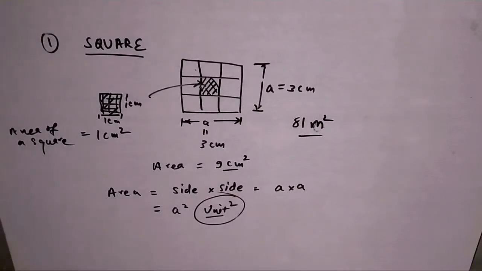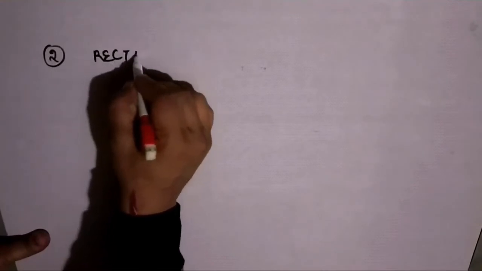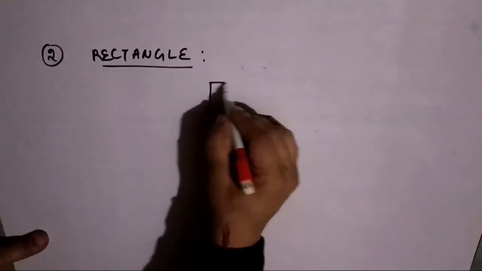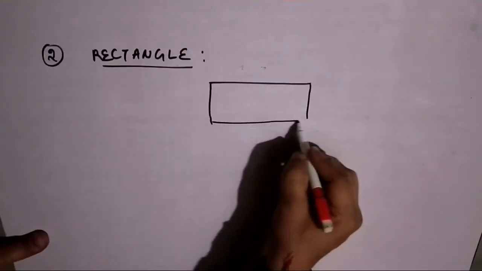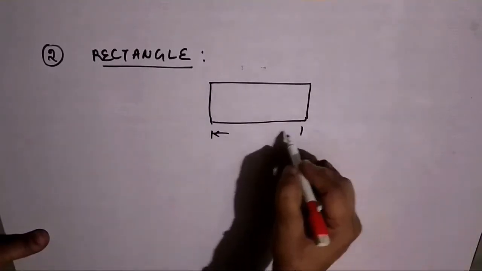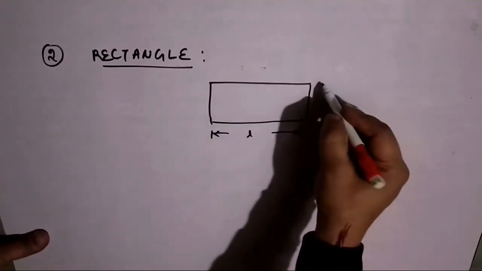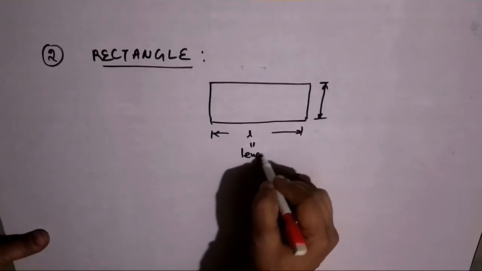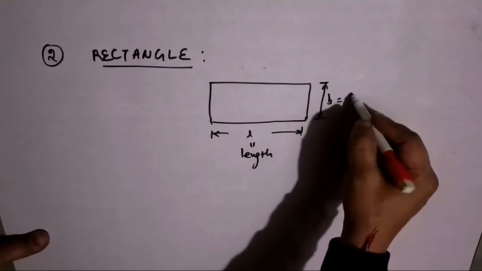So let us take another example. Suppose now the second figure is not a square, but a rectangle. A rectangle, we know, is a regular two-dimensional figure, but in this case the sides are not equal. One of the sides is longer than the other, so the longer side is called the length, whereas the shorter side is the breadth.